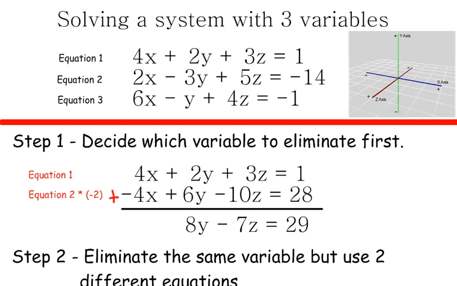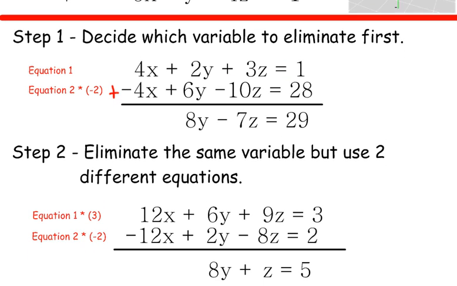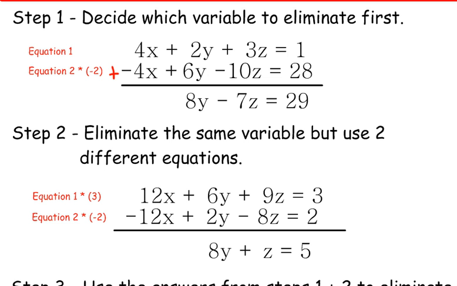And when I do, I get 8y minus 7z equals 29. Now it's a good idea to just double check my math, look it over, make sure I'm okay. And I think I'm good. So next, we'll go down. And now we're going to eliminate the same variable again. So we're going to eliminate x again, but now we have to use two different equations in order to do that.